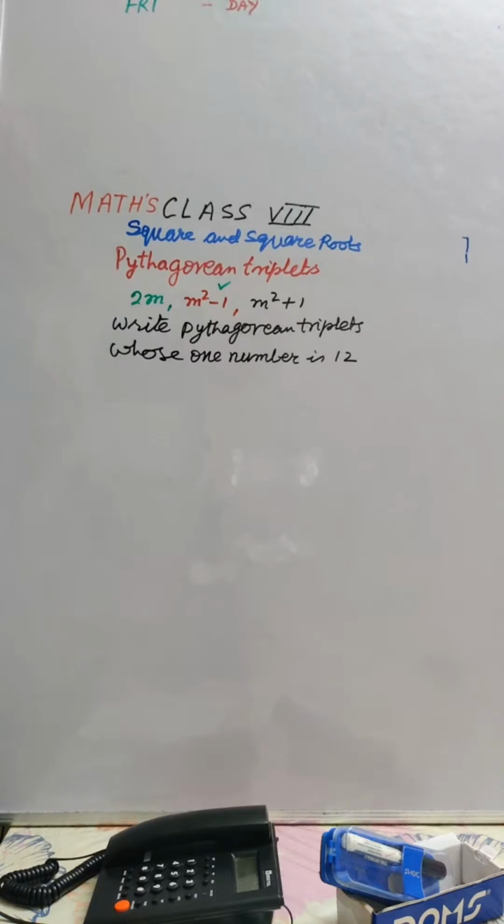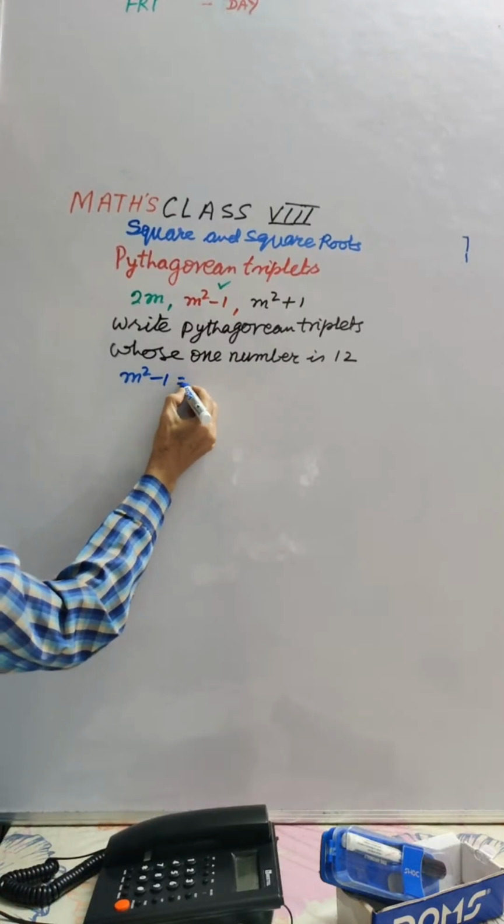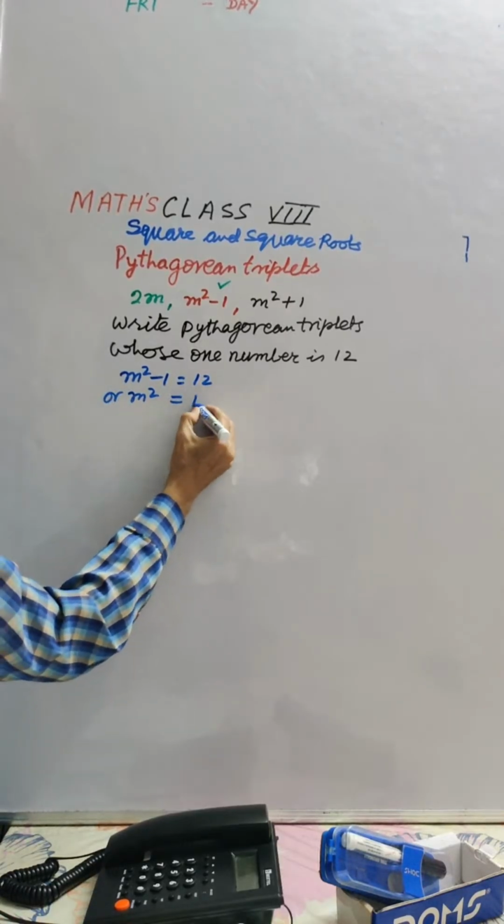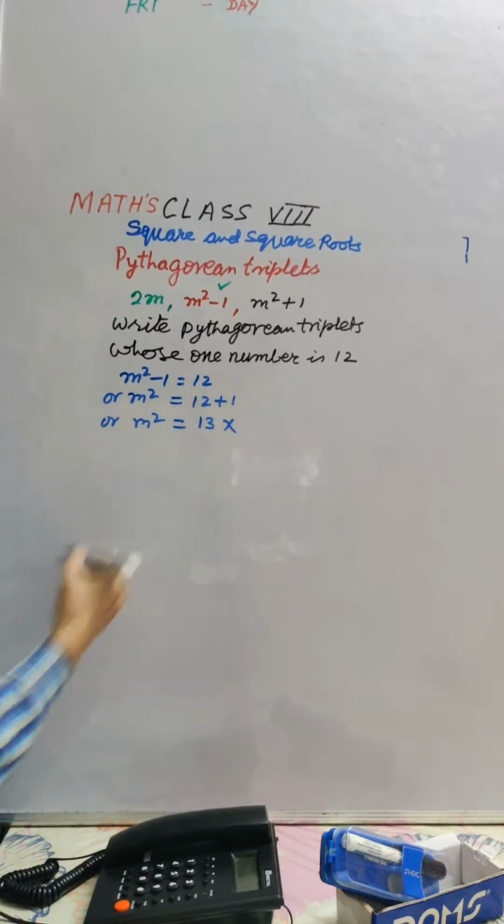So let 2m is equal to 12. Or taking m square minus 1 is equal to 12. Then m square is equal to 12 plus 1, or m square is equal to 13. So this is not possible. M cannot be taken.